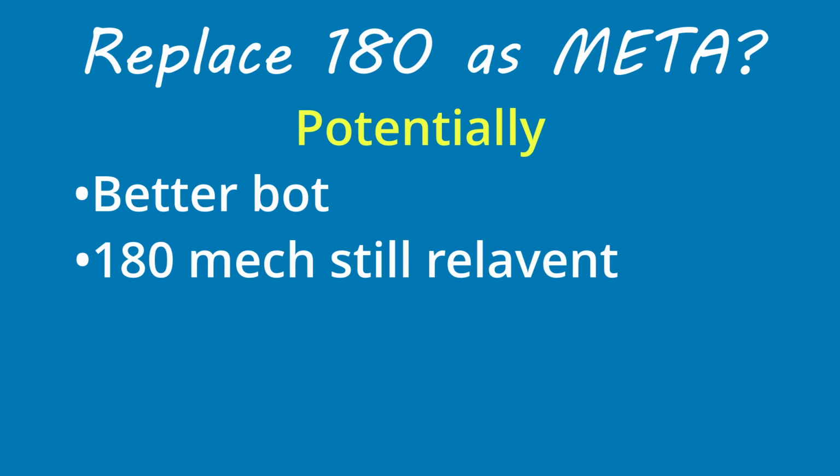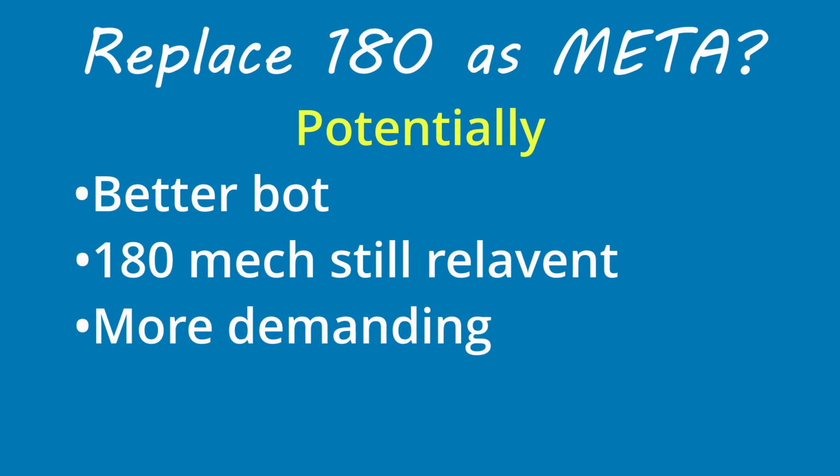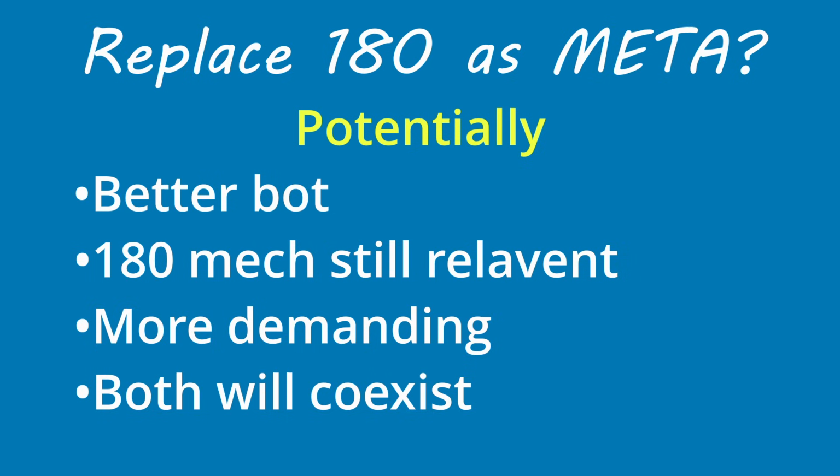The 180 mech is still amazing for teams that want a simple, fast build with easy maintenance and predictable performance, and are just starting to get into the high level of VEX IQ, or in these initial stages of being a high level VEX IQ team. The new bot is better, but it's also way more demanding. So instead of one replacing the other, it's more likely that both will coexist in this game as viable options depending on the team's experiences and goals.